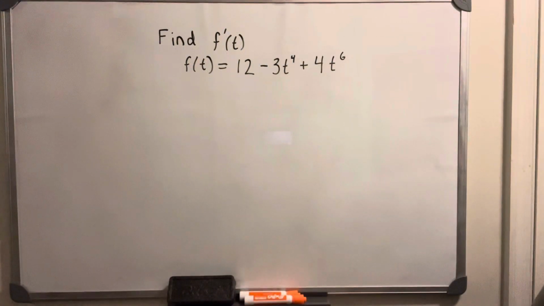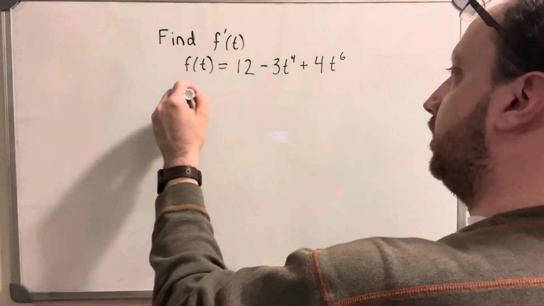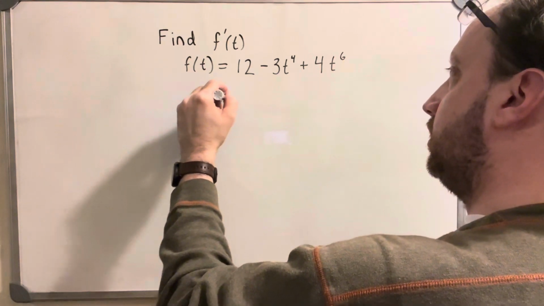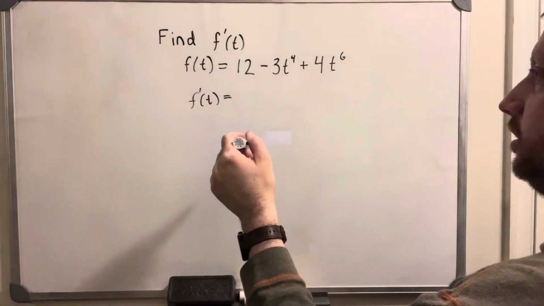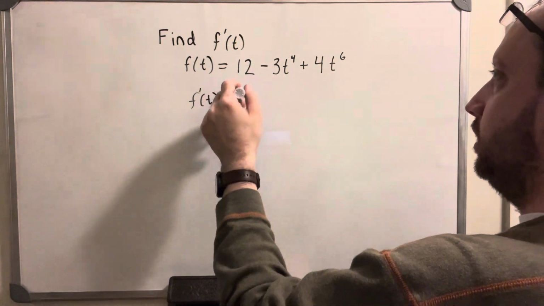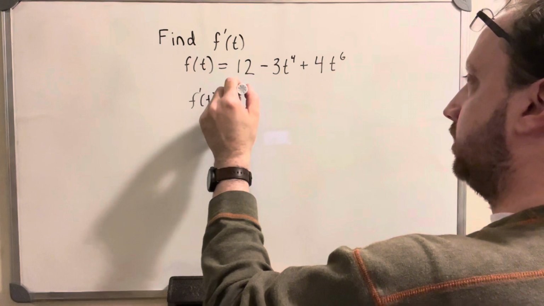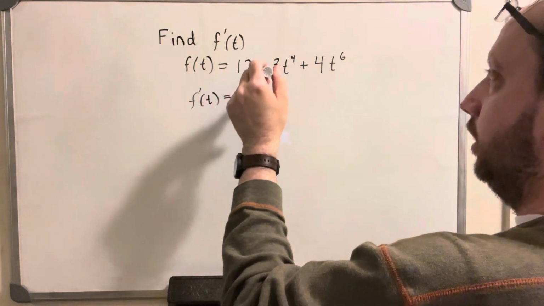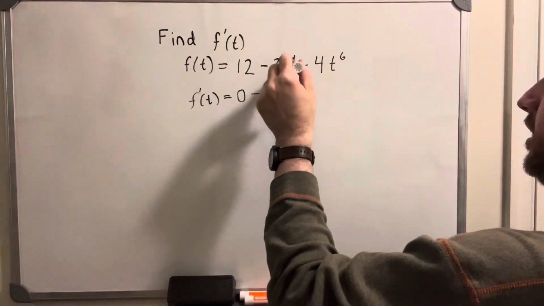This problem just says find f prime of t, where f of t is 12 minus 3t to the 4th plus 4t to the 6th. This is very easy once you've seen and proven the power rule and you know that the derivative of a sum or difference is the sum or difference of the derivatives. So we just write f prime of t equals, okay, the derivative of a constant is 0 because the function is a flat constant line.